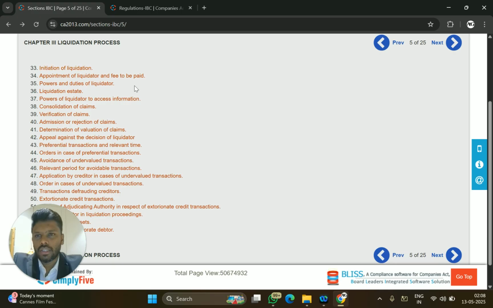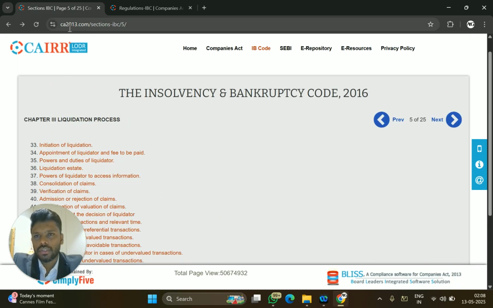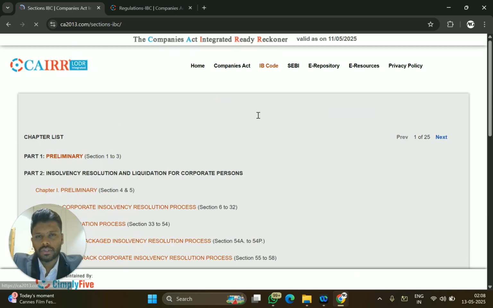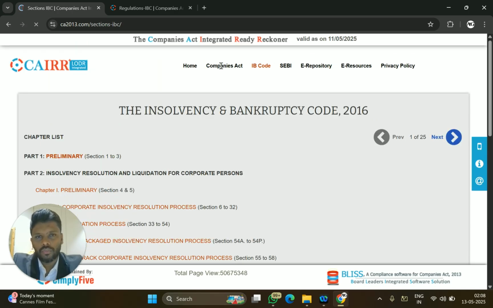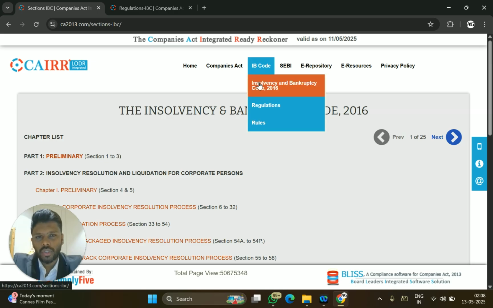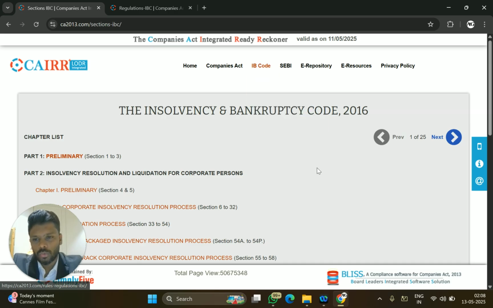As I said earlier, I generally prefer using this site, CA 2013. It gives a very detailed understanding of the provisions of both the Companies Act and the Insolvency and Bankruptcy Code. In the Insolvency and Bankruptcy Code, you can have the main provisions here, then you will have regulations, and then you will have rules.